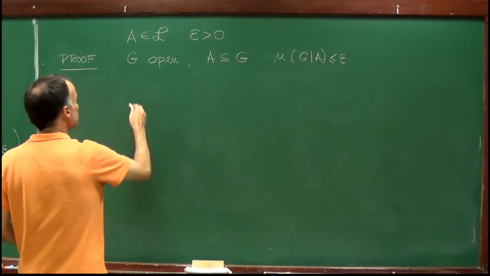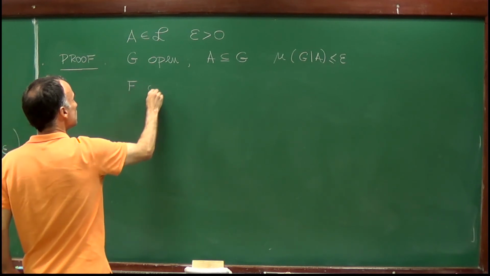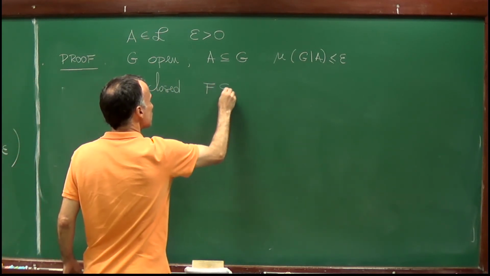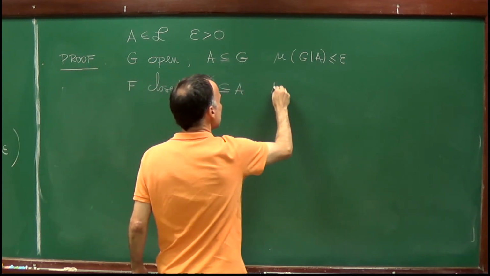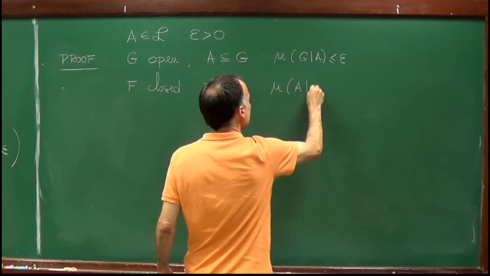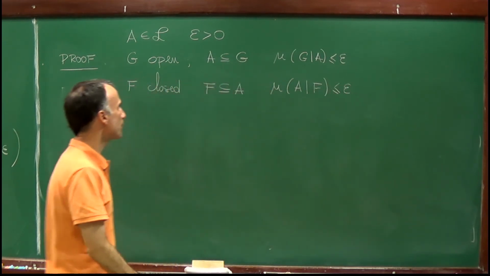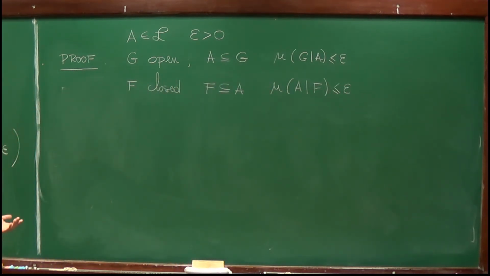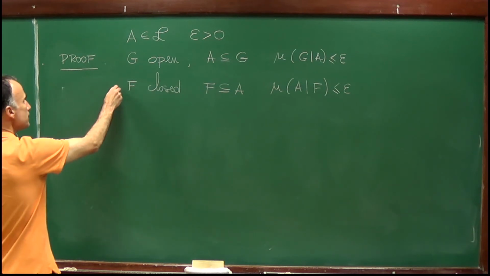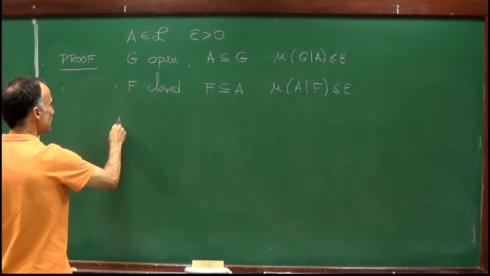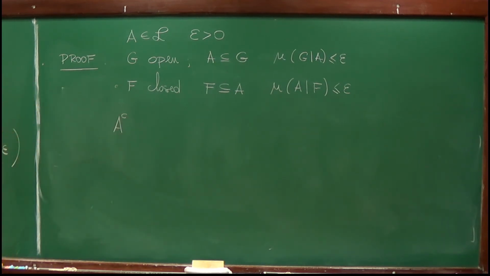Right? So now we need to find a closed set F such that F is contained in A and the measure of A minus F is less than or equal to epsilon. But that's very easy, because we'll just take the complement of A. So let's take the complement of A.